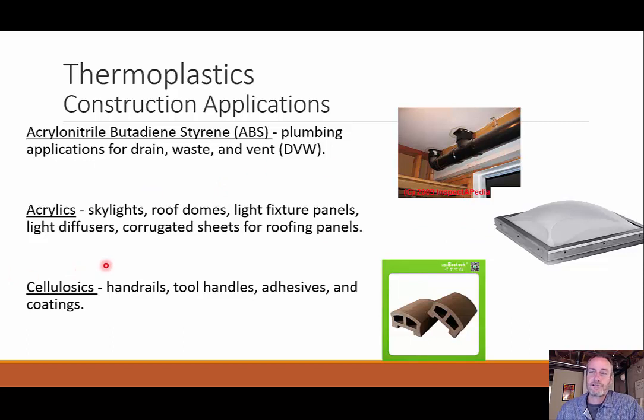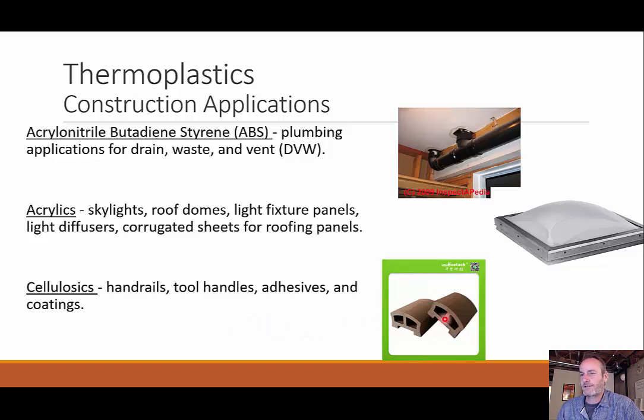We have acrylics. Acrylics are used for skylights, roof domes, light fixture panels, light diffusers, corrugated sheets for roofing panels. Here's an example of a skylight right here made out of acrylic. We can have cellulosics. Cellulosics you can use for handrails, tool handles, adhesives, and coatings.